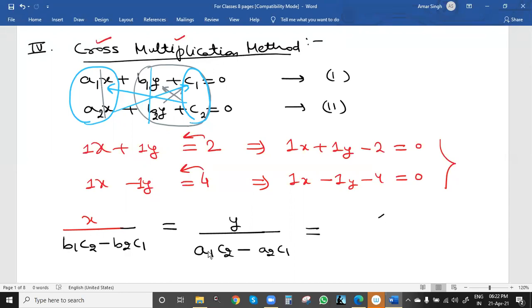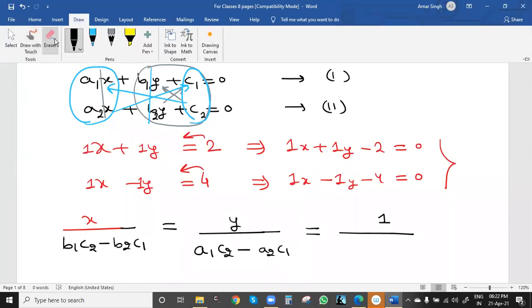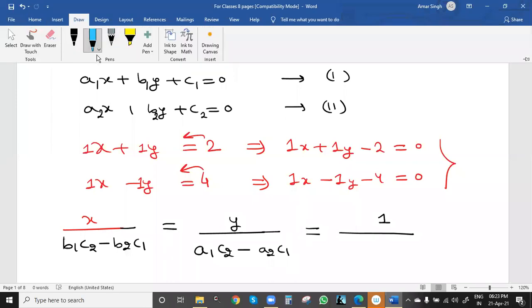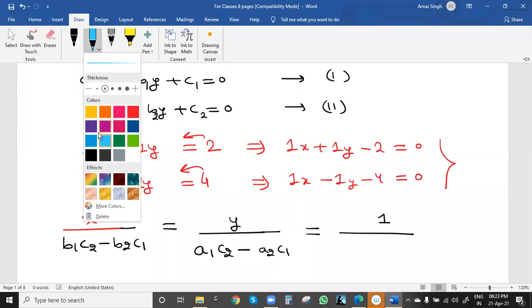For constant we'll put 1. For constant is c1 c2, we'll put 1. For x, basically finding the value of x, then y. Then for constant we'll put 1. And the same method we will apply for constant. What was the method? We can say cancel. Let me show you.